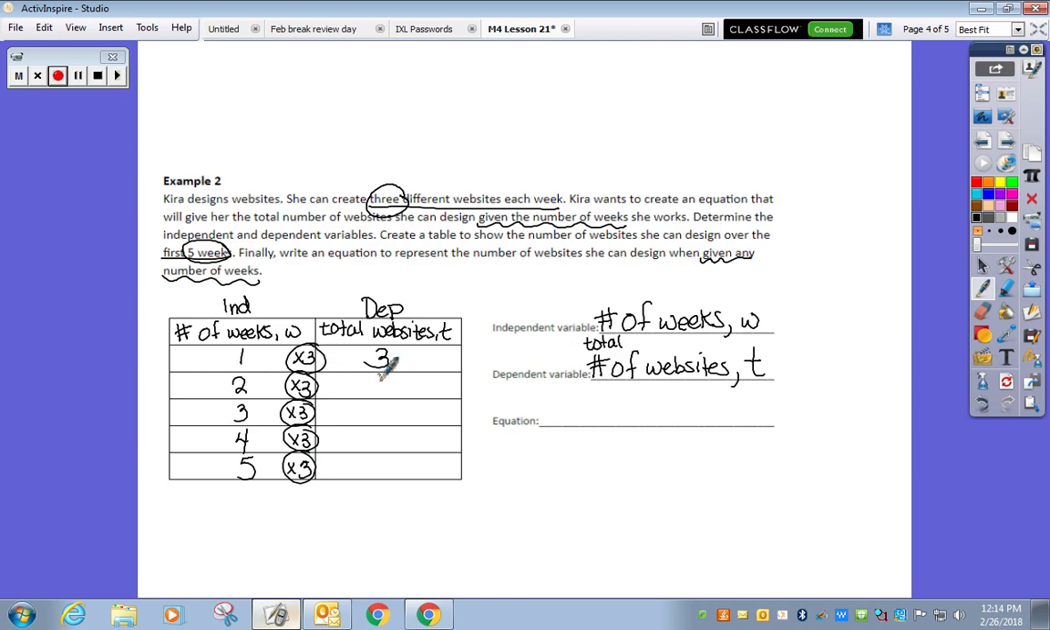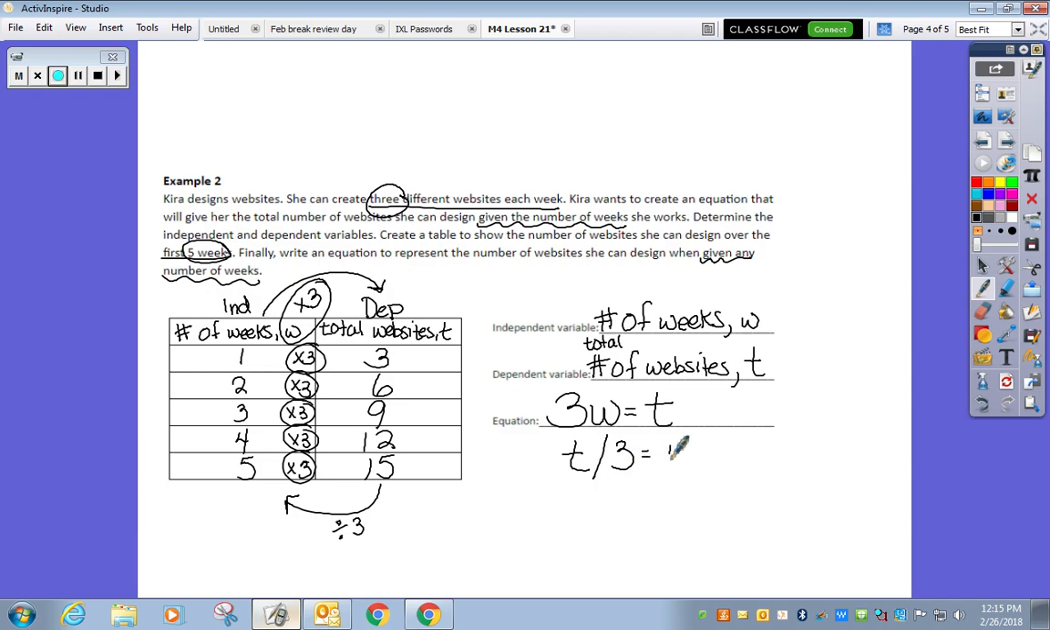So 2 times 3 would mean 6. 3 times 3 would mean 9. 4 times 3 would mean 12. 5 times 3 would mean 15. So to get from my number of weeks to my total number of websites, I have done times 3, or weeks times 3, which I'll write as 3W is equal to the total. If I were to work backwards, I would be dividing by 3, so I'd be taking my total divided by 3 to get my weeks. Okay, so it's really just everything we've already done so far, just putting names on the independent and dependent variables.